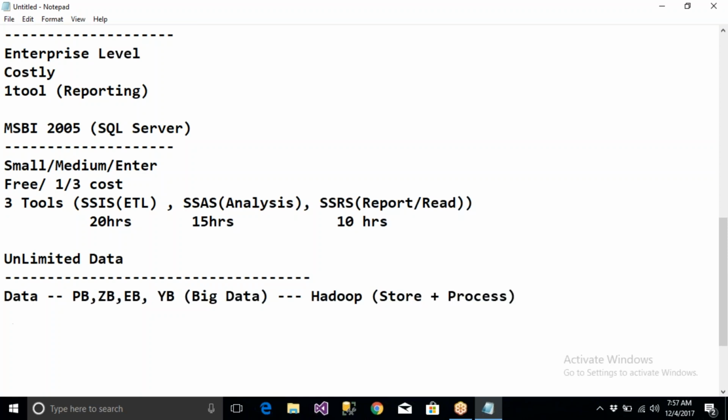For storing, in Hadoop we have HDFS. Hadoop Distributed File System is the concept which is going to be used to store unlimited data. And for the processing of the data, Hadoop is going with MapReduce, which is a Java-based program.